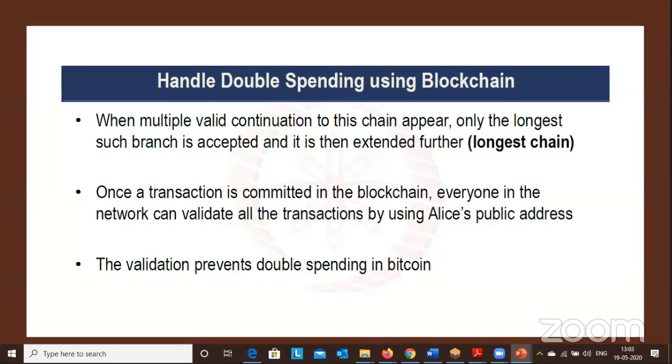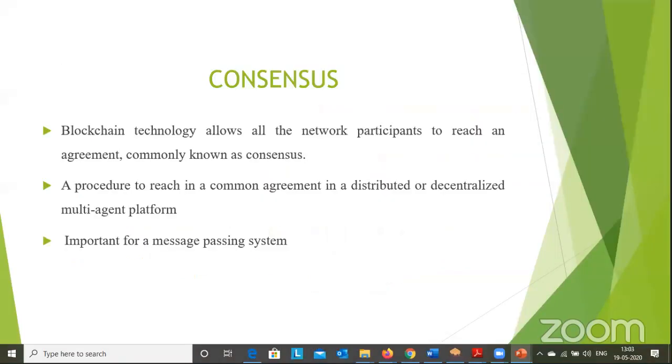Okay, so here the answer is the double spending problem can be solved using this one validation process. Now one more important concept we have is consensus. What are consensus protocols in the blockchain network? Consensus protocols are the systems, the agreements.